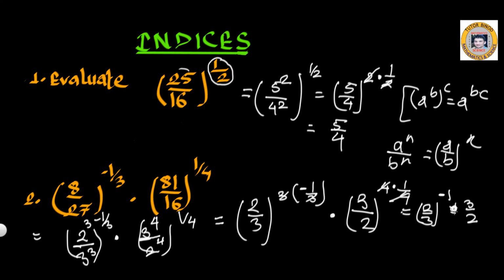This is multiplied over here. Since a to the power minus 1 is 1 over a, I can write this as 3/2 times 3/2, which is 3 times 3 is 9 over 4. That's how we deal with this kind of indices problem.